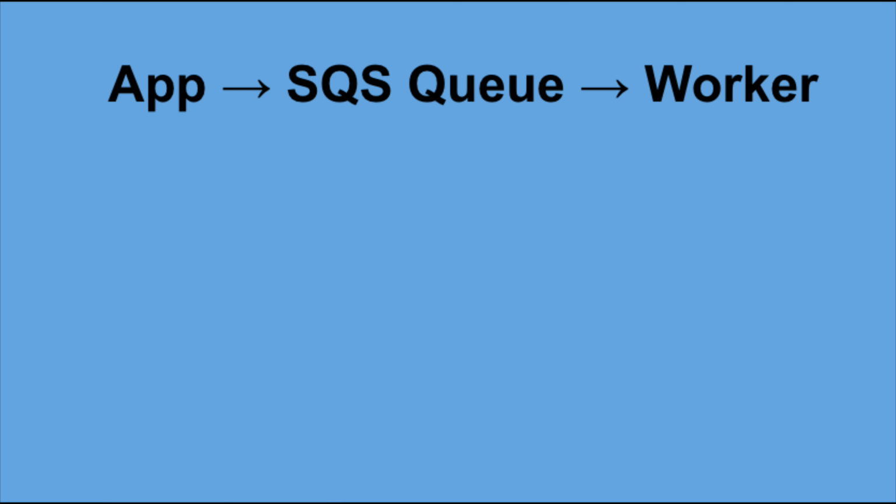Let's say someone uploads a video to your app. You don't want to process that video right away because it takes like 5 minutes and the user's just sitting there waiting. Instead, you put a message in SQS like, hey, process this video. And then a worker service grabs that message when it's ready and handles it in the background. The user gets an instant response and the work gets done when there's capacity.